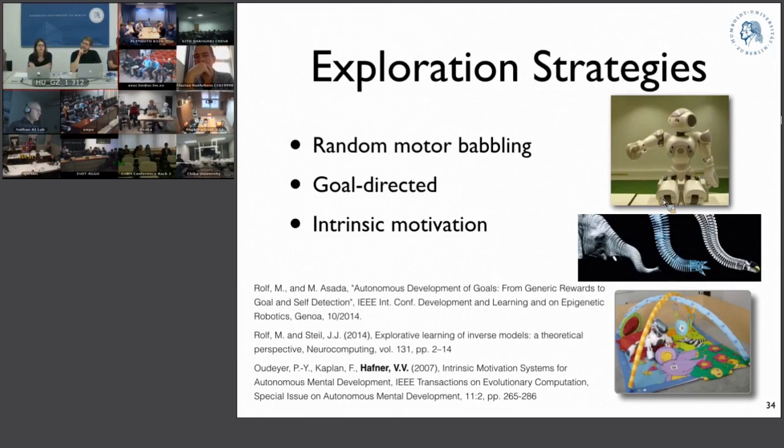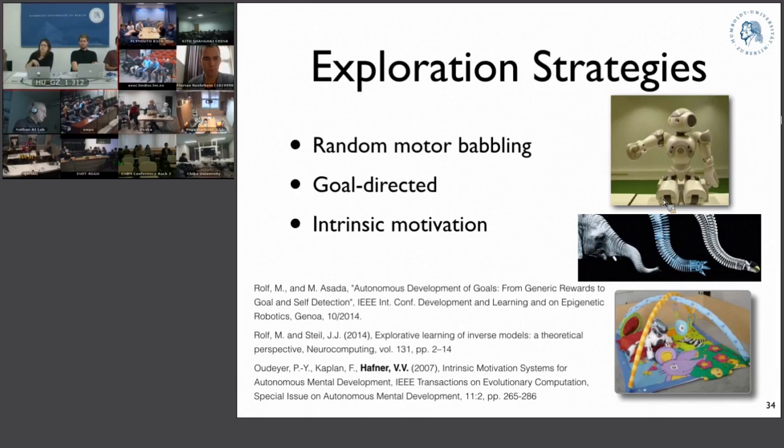And there are also a number of other exploration strategies which have been invented. One is a goal-directed strategy. There were some works by Matthias Rolf, Hinaro Asara and Jochen Steil on doing goal-directed exploration here. And there's also a third possibility here, using intrinsic motivation strategies. So giving the robot a specific motivation to explore certain areas of the sensory motor space in favor of others. And that's some work by Pierre Yves Oudeyer, Frédéric Kaplan, and myself.